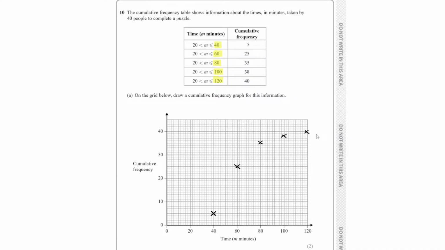20 to 40 goes 5 squares. It's not the midpoints, no. The midpoint is when you work out the midpoint, that's for a different topic. It sounds very similar. That is for frequency polygons. They both have the word frequency in it. It's a very similar table, isn't it?